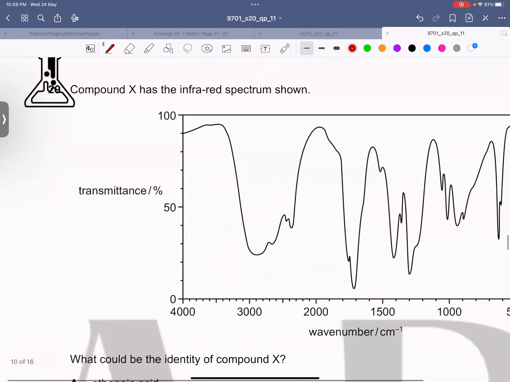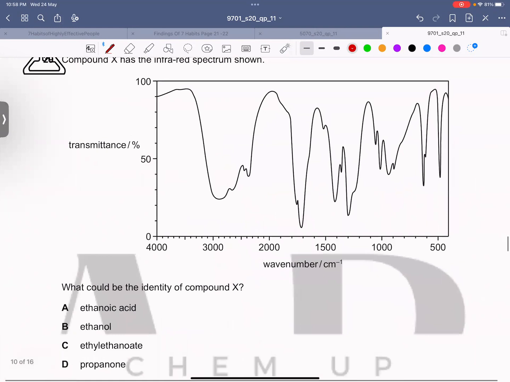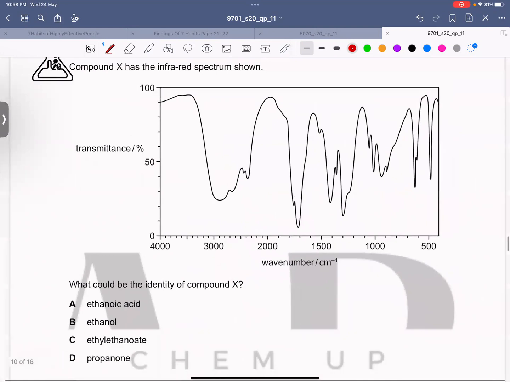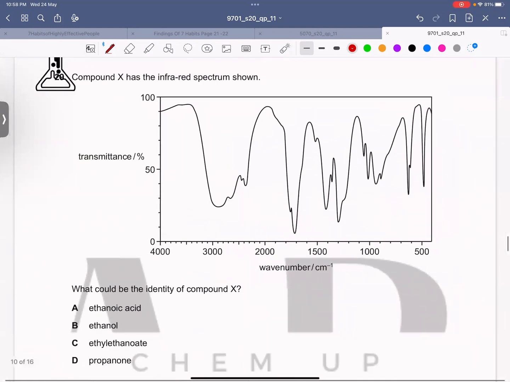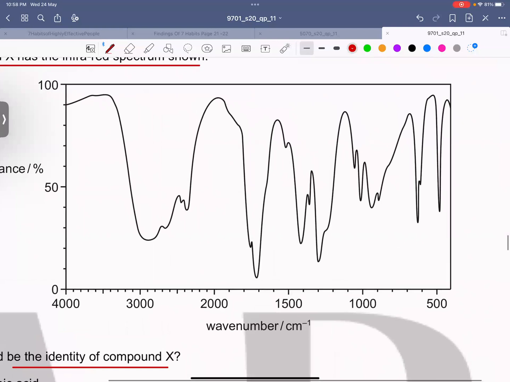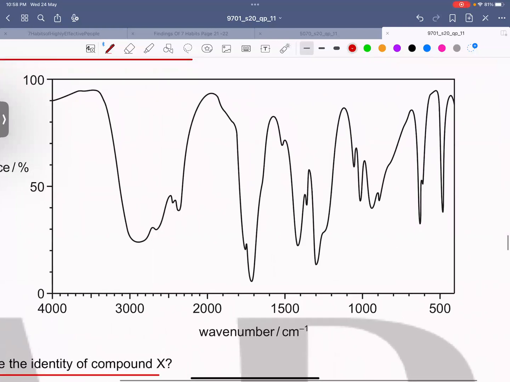Now, question number 29. Compound X has the infrared spectrum shown. What could be the identity of X? Okay. I think you guys can check the infrared table.